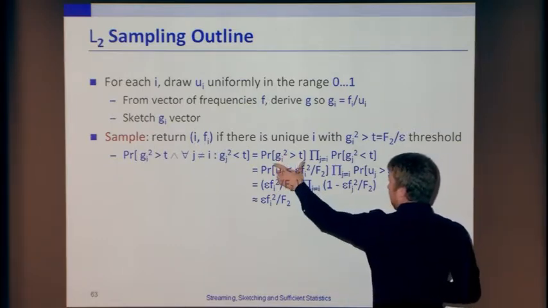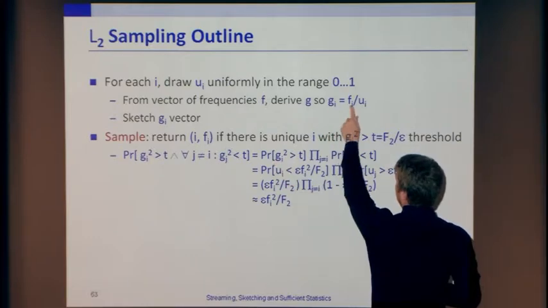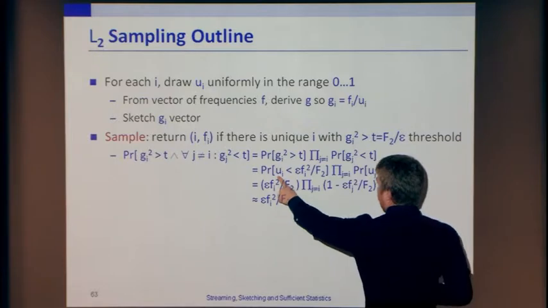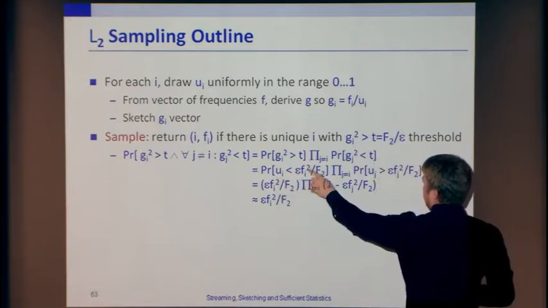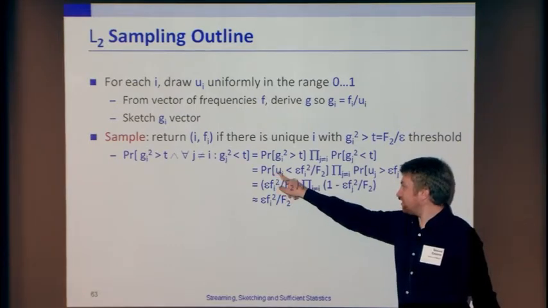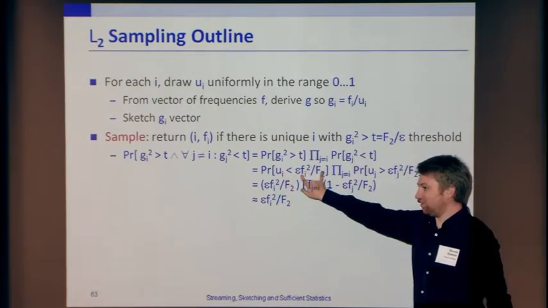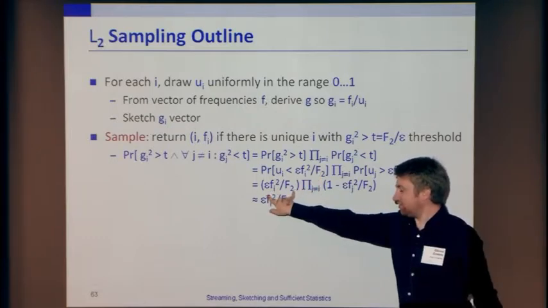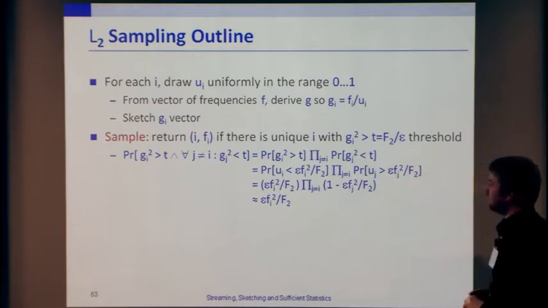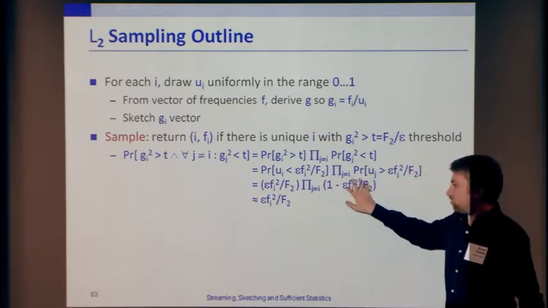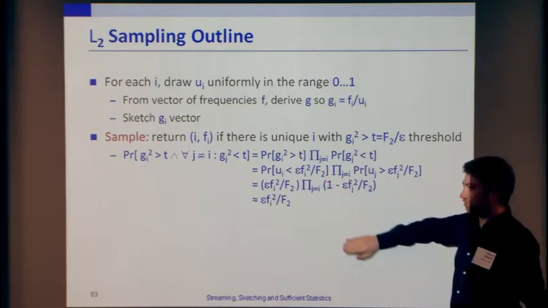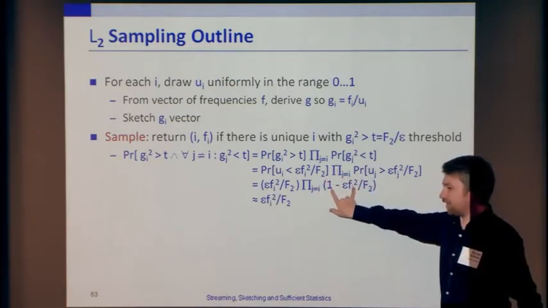This event here we can just rewrite in terms of fi and ui. It's the event that the randomly chosen weight ui is less than epsilon fi squared over f2. So it's saying, what's the probability that a random value in the range 0 to 1 falls below a particular value? Well, that's exactly that value. What's the probability that everything else doesn't cross that threshold? Essentially, that's close enough to 1 that I'm going to hand wave a bit and say we treat this as 1, where we don't lose too much probability mass from that.